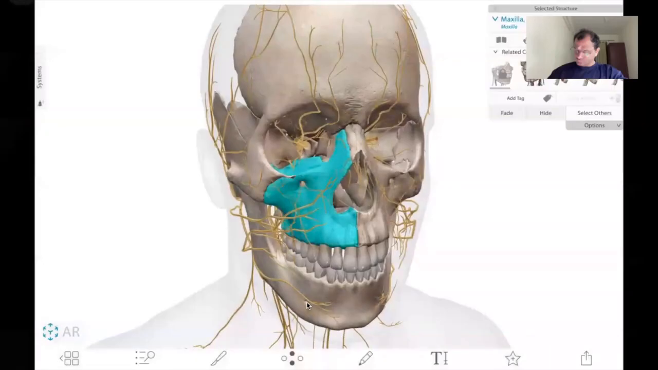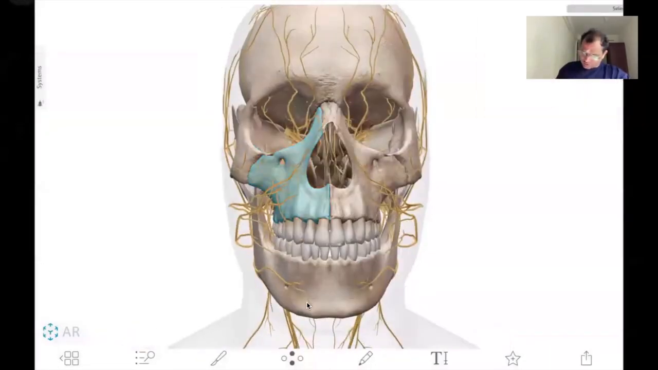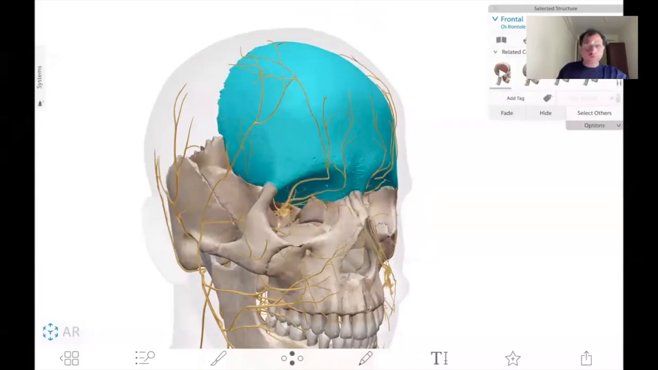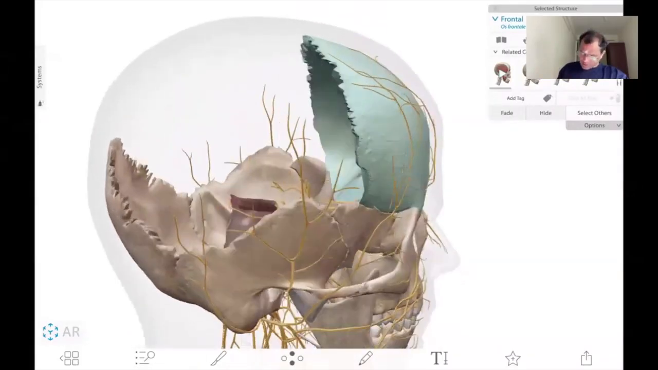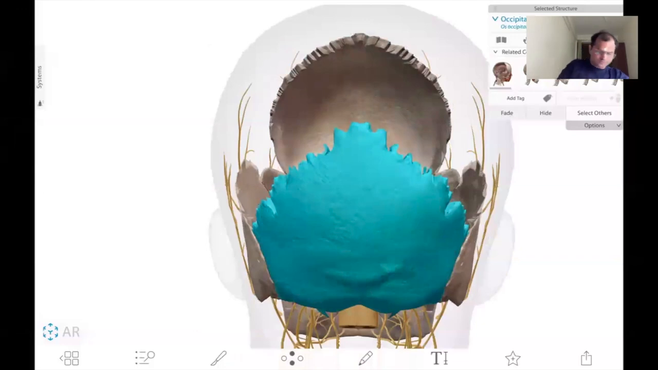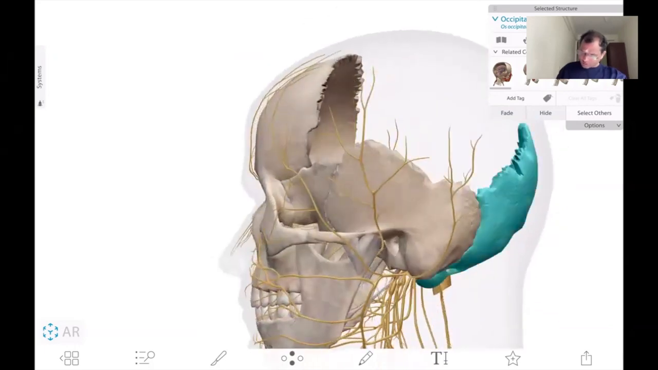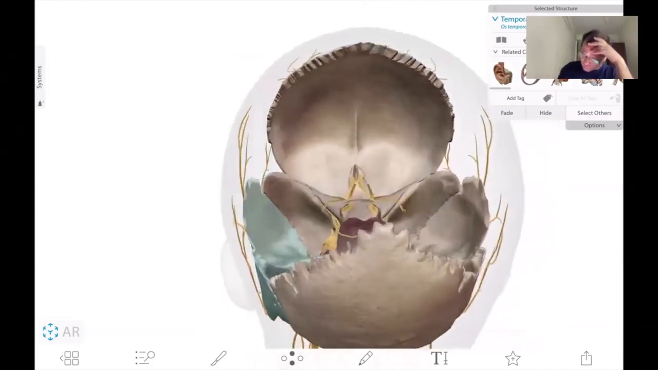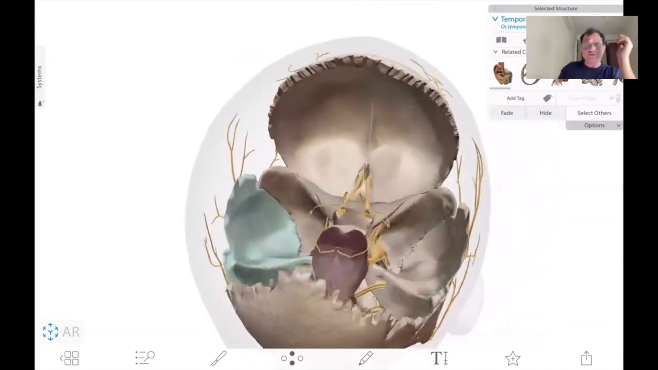Good evening. So look at this image. Frontal bone. And the inside we can see this cavity. On the back side we have occipital bone. On the side we are having temporal bone. Now we can see this cavity inside.